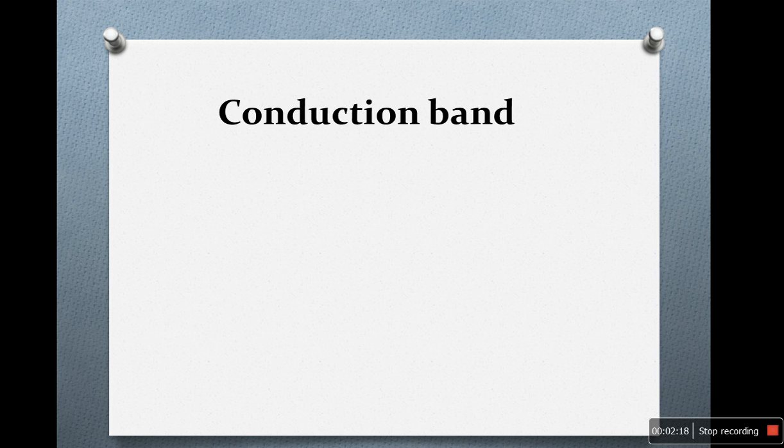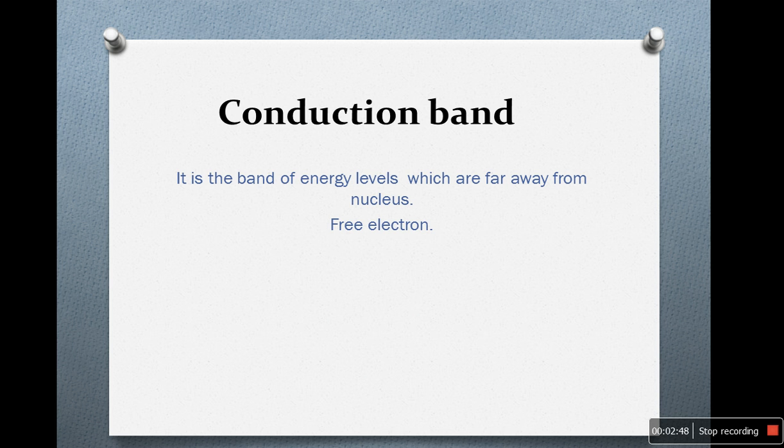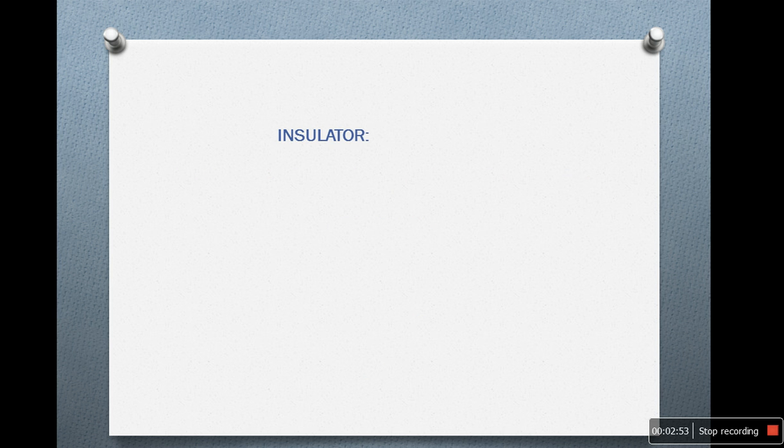The next type is the conduction band. The conduction band is the band of energy levels which are far away from the nucleus. That's why the electrons present in the conduction band are weakly attracted by the nucleus, and these electrons can move freely if any external electric field is applied. Hence they are also called the free electrons.